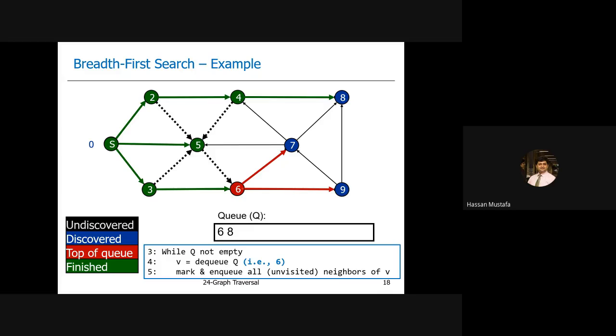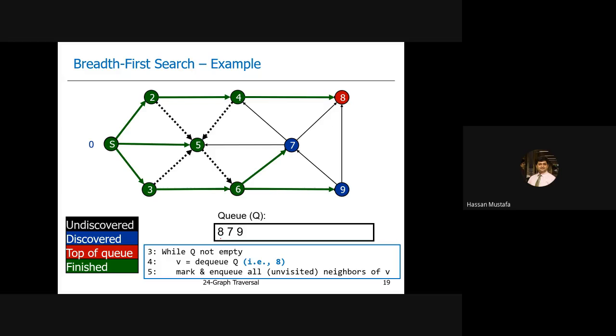Okay, so I would insert both these nodes 7 and 9 into the queue because these are newly discovered nodes. 7 and 9 in the queue. Now 8 is at the front, and 8 has no neighbors, because all the arrows are incoming arrows. There is no outgoing arrow.